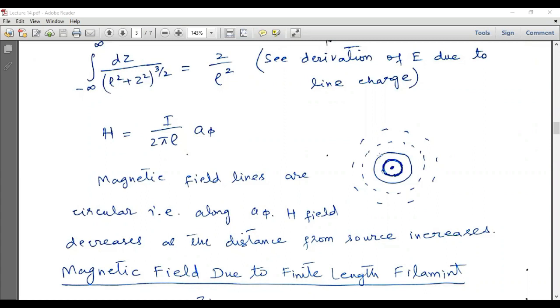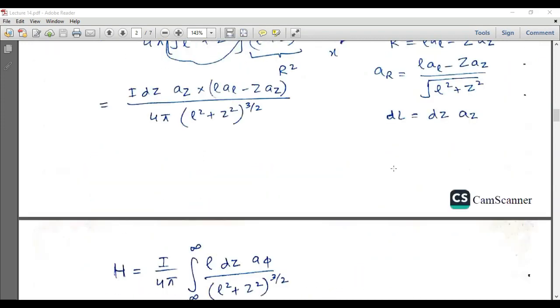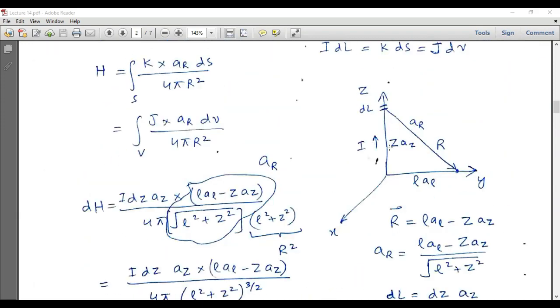This figure will clarify the meaning of this expression. So here we have the infinite line segment which is carrying a current I. This dot, and this figure is actually drawn using the top view of this arrangement.